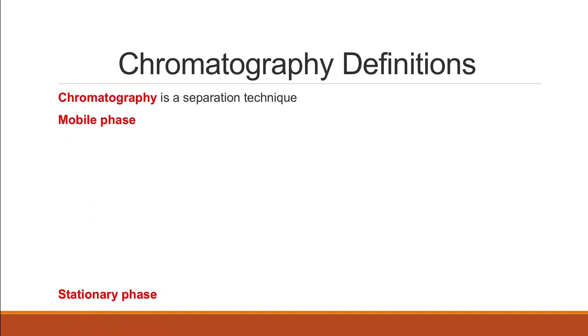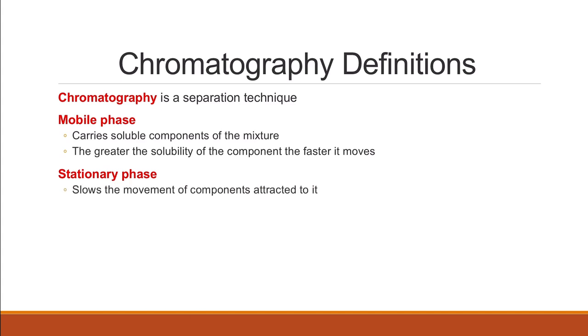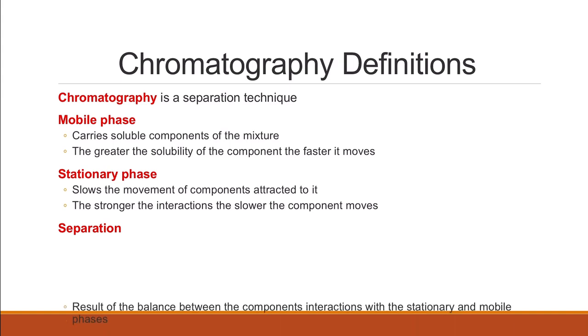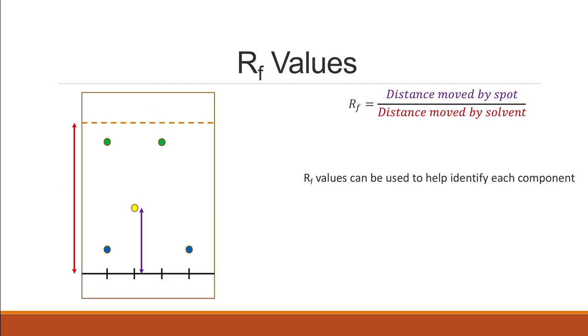Chromatography is the separation technique. They have the mobile phase, which carries the soluble components of the mixture, and the greater the solubility of the component, the faster it moves. The stationary phase will slow the movement of the components attracted to it. The stronger the interaction, the slower the components move. The separation will be the result of the balance between the components' interaction with the stationary phase and the mobile phase.